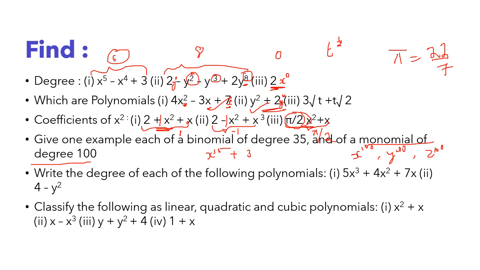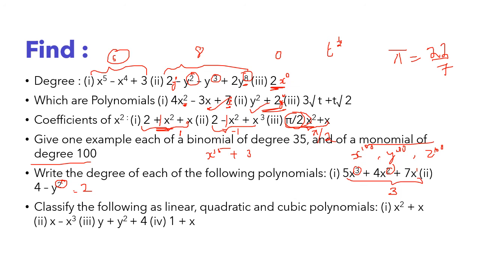Write the degree of each of the following polynomials. Again, the same thing is getting repeated. We just have to find the degree. Degree means the largest power the variable is raised to in each of these polynomials. Here there is 3 and there is 2 and there is 1, which means the degree over here is 3, because 3 is the largest power the variable is raised to in this polynomial. Second one, 4 minus y square. Obviously, it is 2, because 2 is the largest power the variable is raised to.